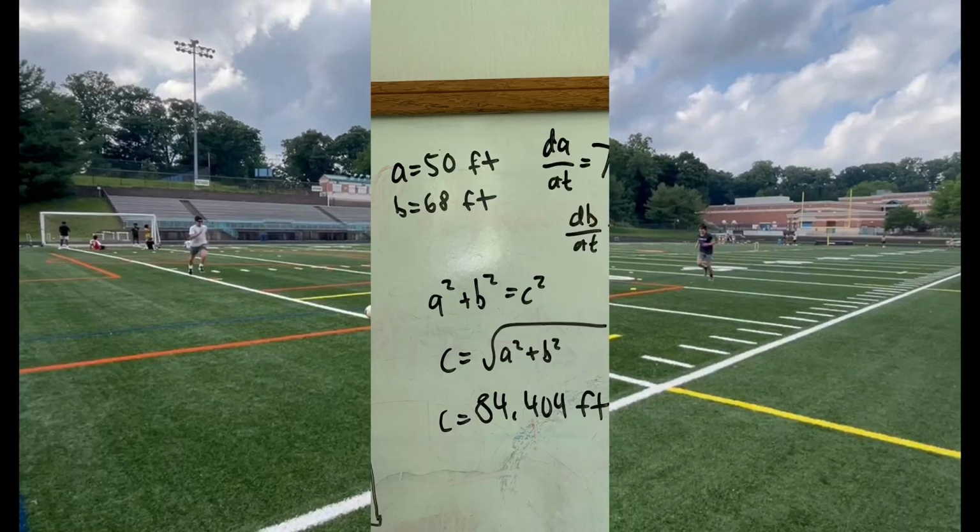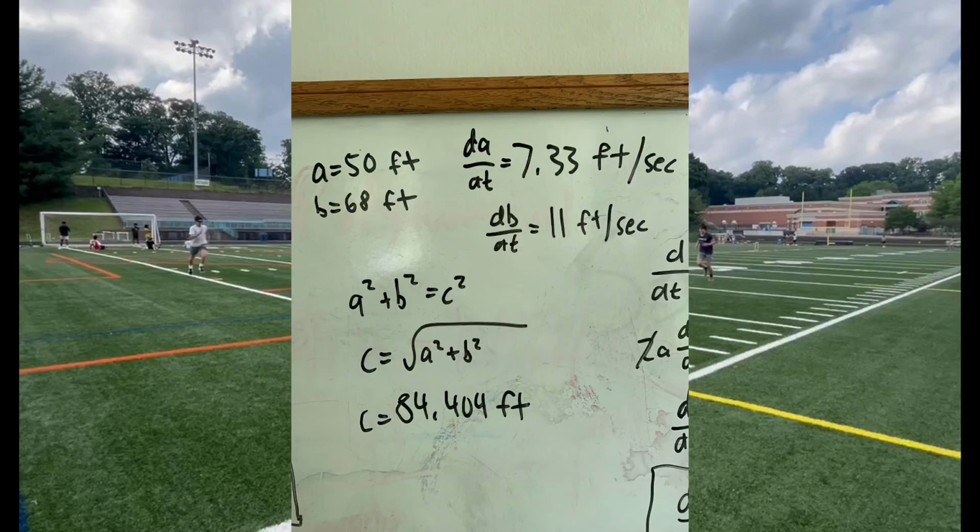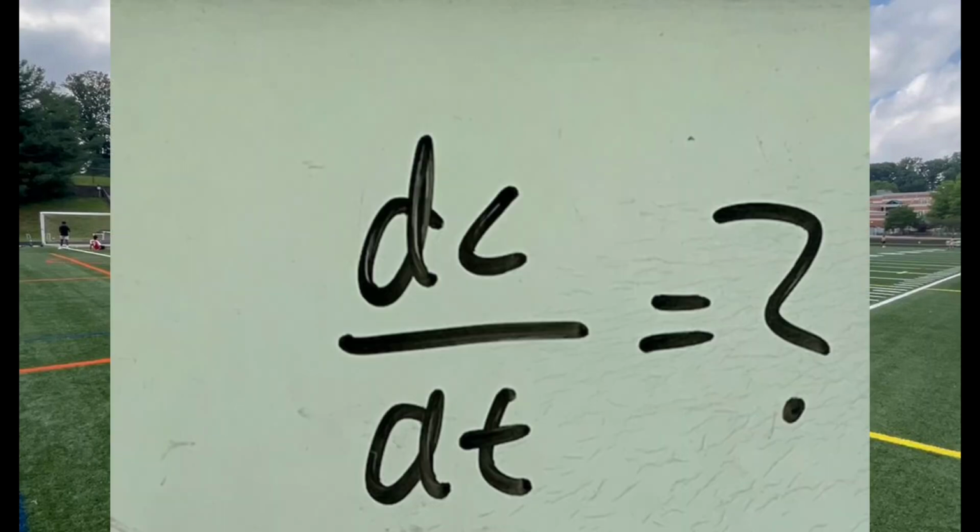First, to find the rate between the two players, we need to find the distance between them, for which we use the Pythagorean theorem and plug in distances A and B to find that C is 84.404 feet. Next, we write down the rest of our known values. dA/dt is 7.33 feet per second, dB/dt is 11 feet per second, and dC/dt is the rate that we are trying to solve for.